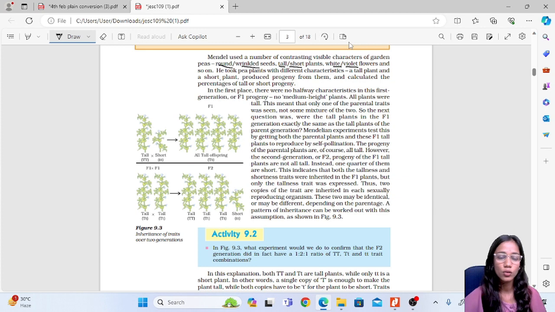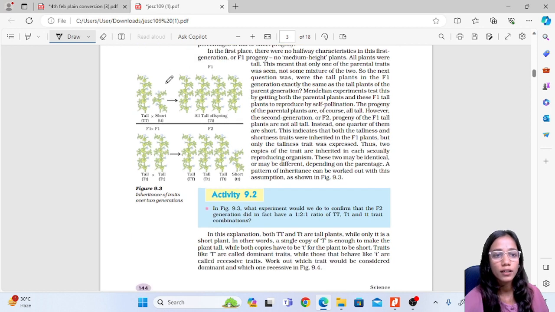So he worked out something called the Mendel cross. In the Mendel cross, he took two types of plants, one a tall plant and one a short plant, and he crossed them. This was the parent generation, and after crossing, he saw what the results of the cross were. This is called the monohybrid cross.